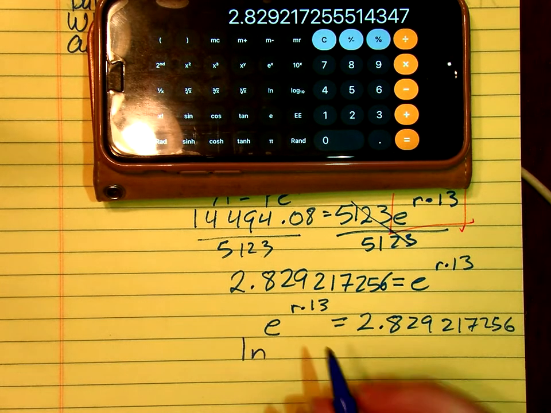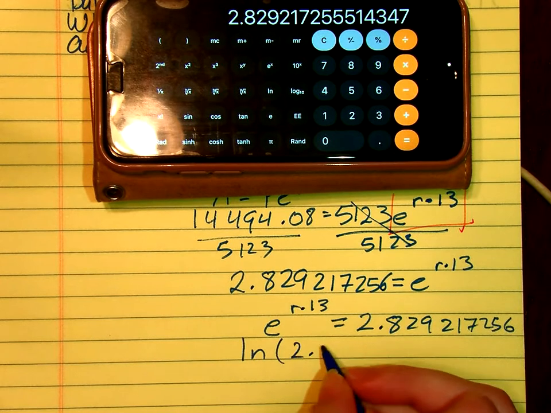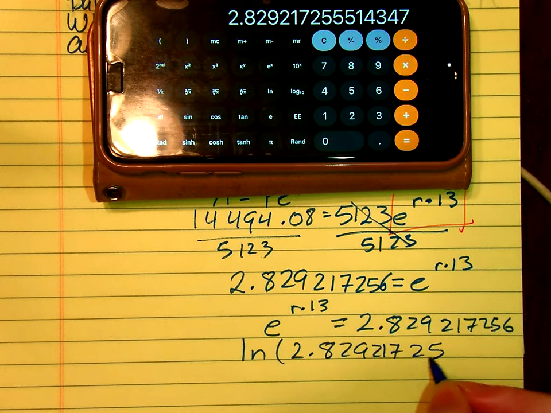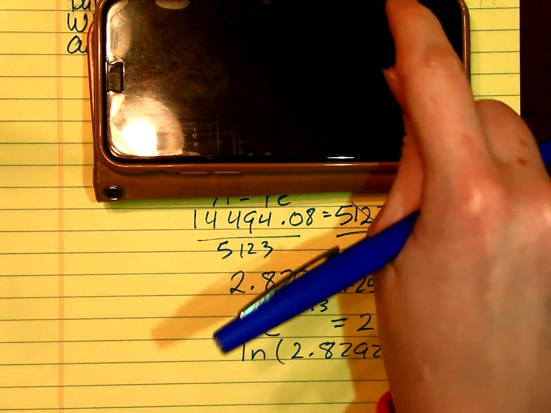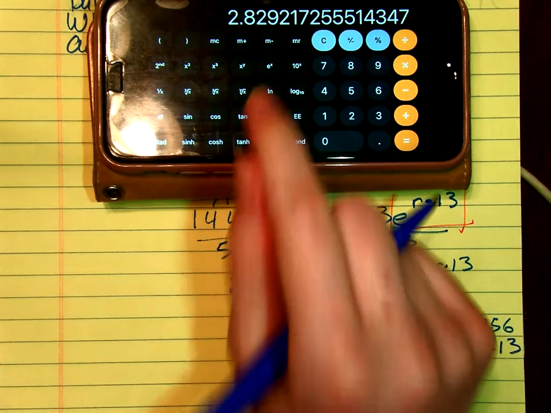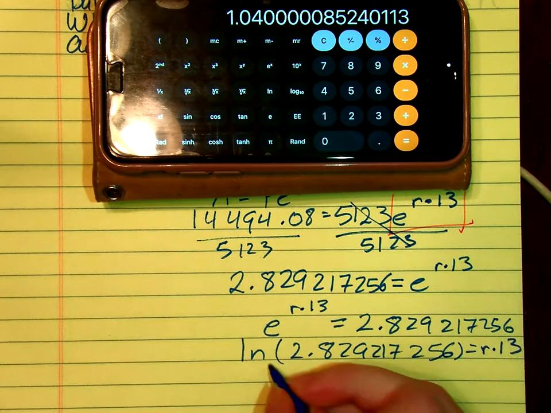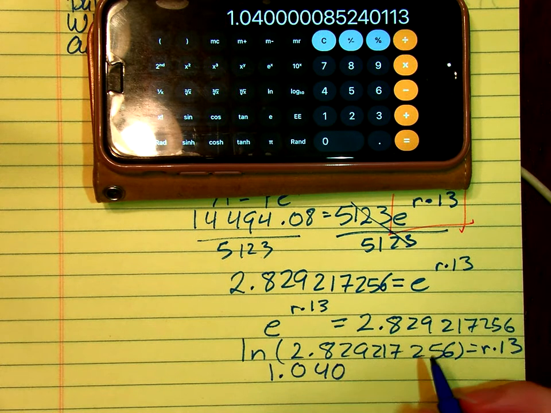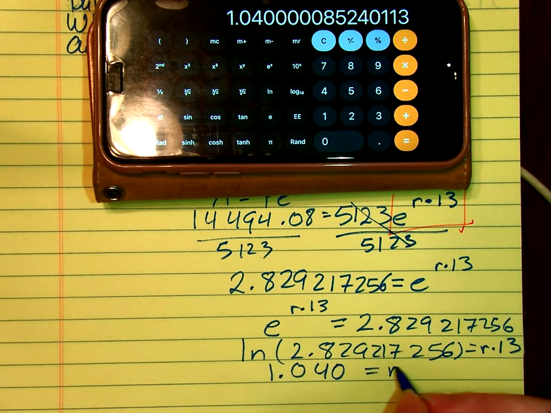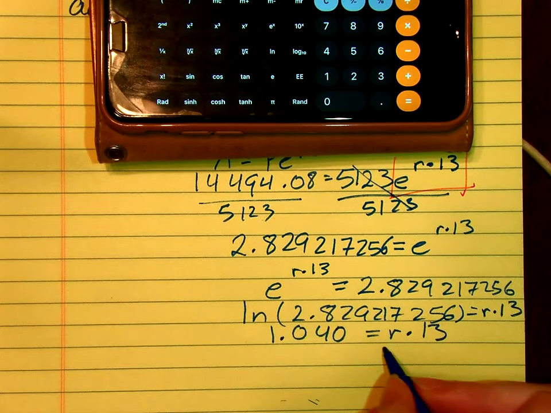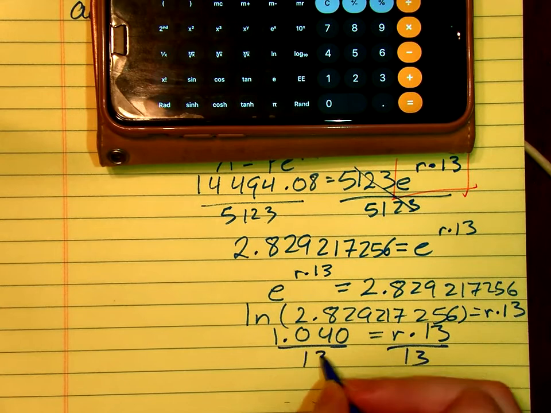First, natural log of last: 2.829217256 equals the middle, r times 13. Let's take the natural log of this guy. We get 1.040. The zeros just keep going, so I'm just going to leave that as is. That equals r times 13. Now last step, just get r by itself by dividing by 13.